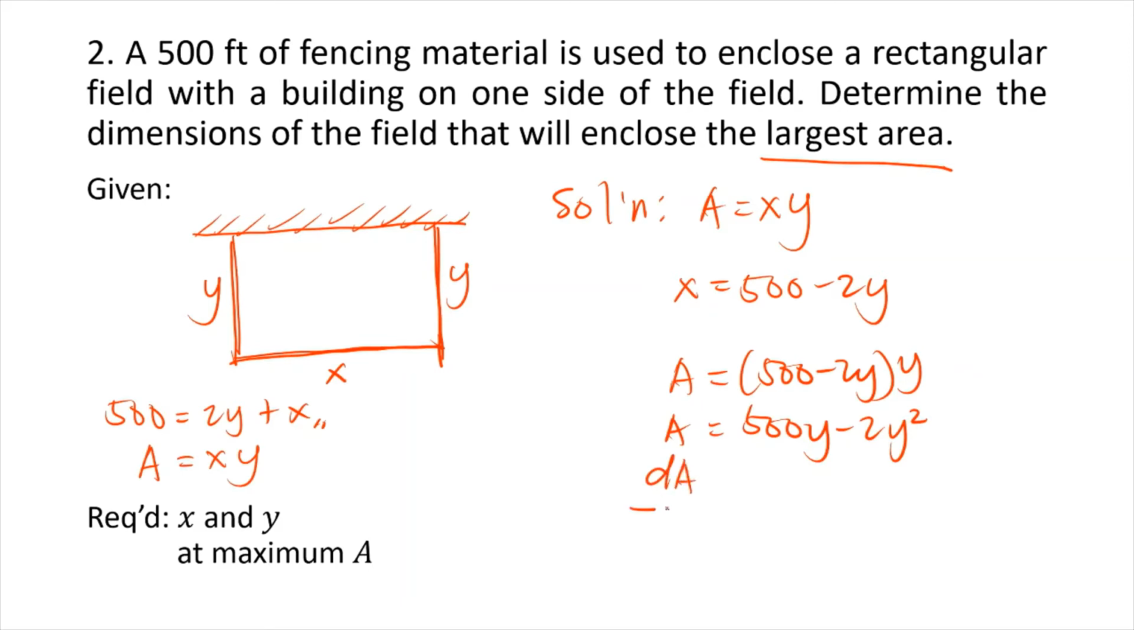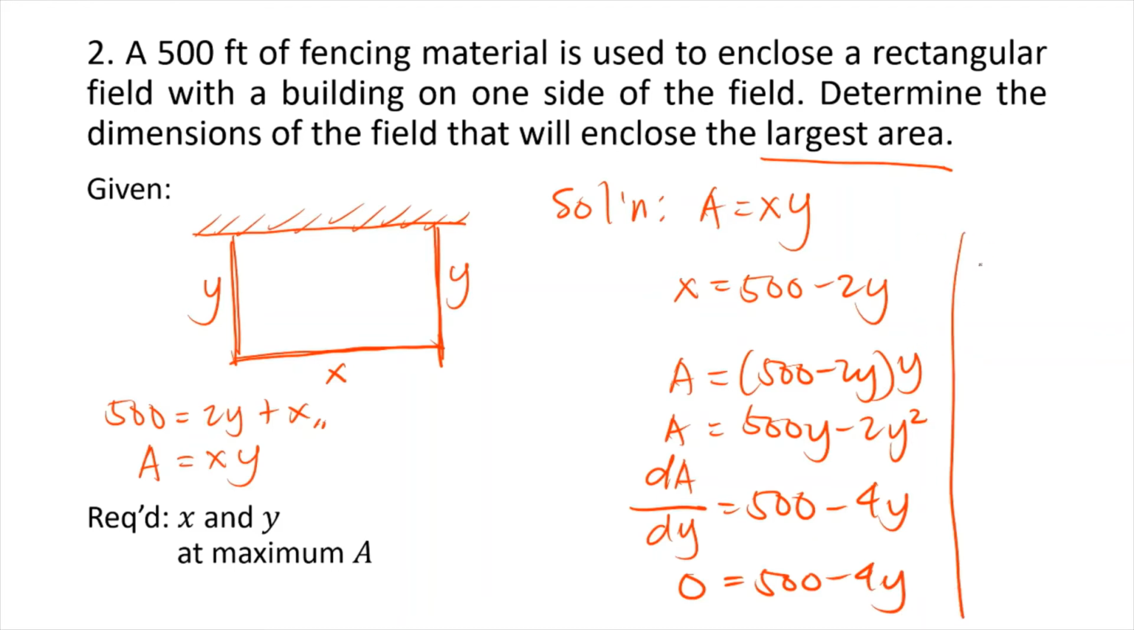Taking the derivative with respect to y, we get 500 minus 4y. And then setting this equation to 0, we get 500 minus 4y. If we transpose 4y, we get 4y equal to 500. And then divide both sides by 4. So we get y equal to 500 divided by 4, that's 125. This is in feet.